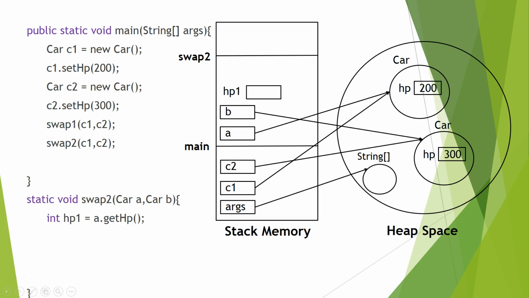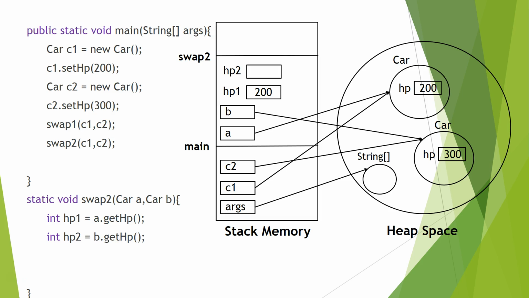When we execute the statement int hp1 equal a.getHP, a new integer slot named hp1 is added inside the swap2, and another method named getHP is added in the stack at the top of the swap2. After executing the method getHP, it returns the value of HP attribute of the char object referenced by variable A, and then assigns this value to the integer local variable hp1. After finishing execution of getHP, it is removed from the stack.